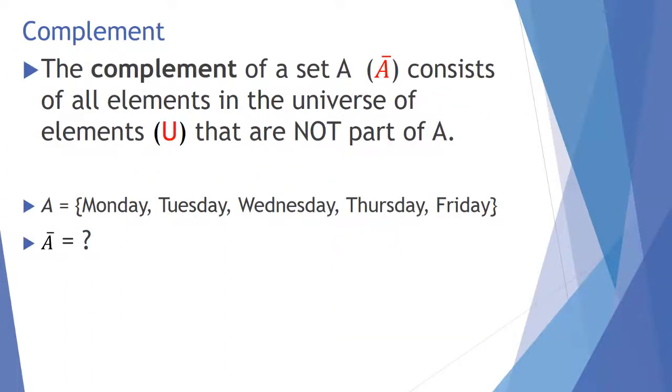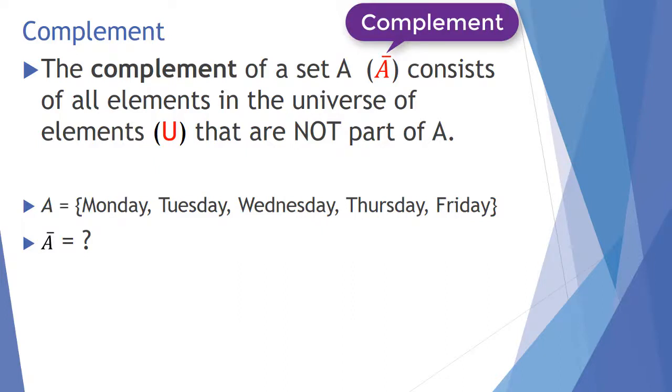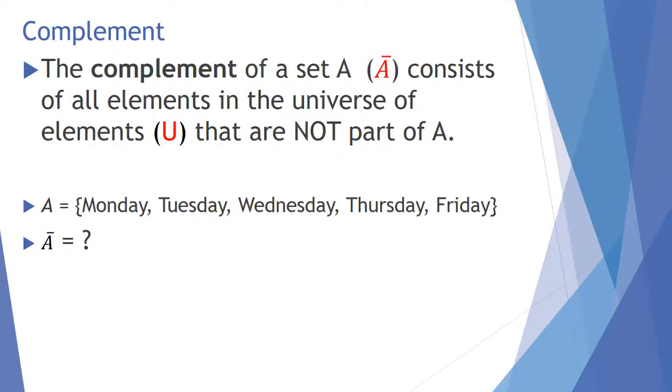All right, well, in addition to intersections and unions, the third operation we can apply to sets is the complement. The complement of a set, and we represent that by putting a little line over the name of the set, consists of all the elements in the universe, that is to say, of all possible element entries that are not part of our set A.